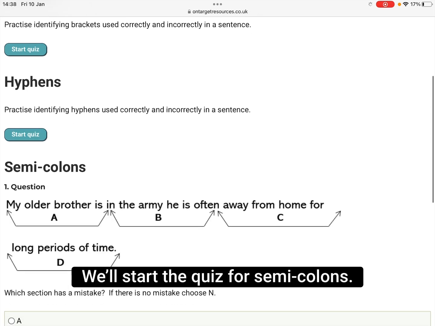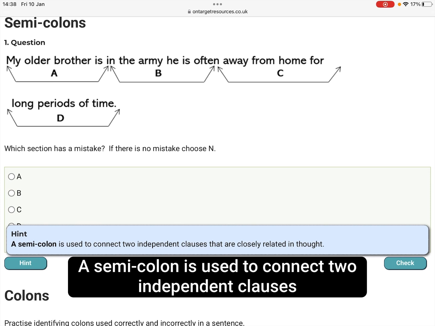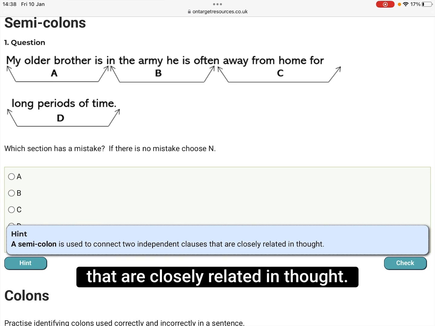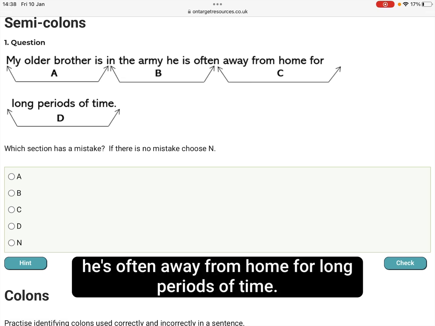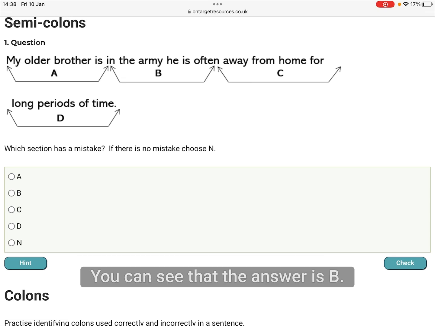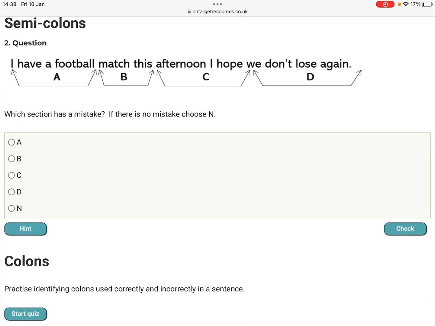So we'll start the quiz for semicolons. So we can click on the hint. A semicolon is used to connect two independent clauses that are closely related in thought. My older brother is in the army. He is often away from home for long periods of time. So you can see that the answer is B. I'm going to click check. Let's go on to the next one.